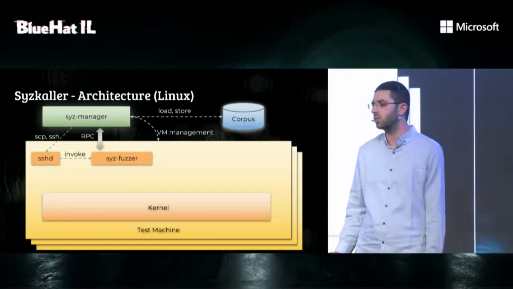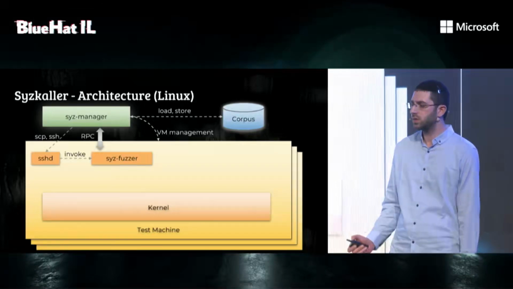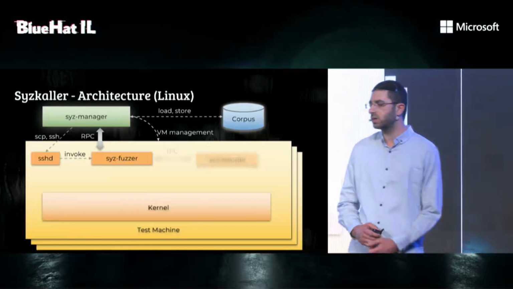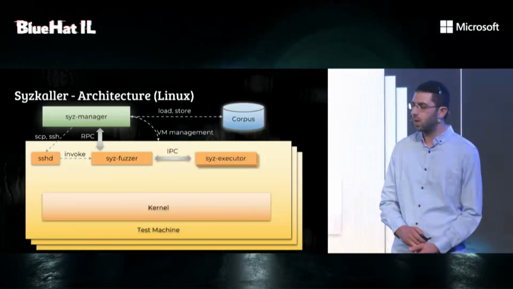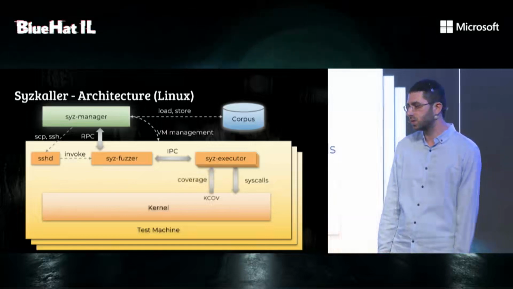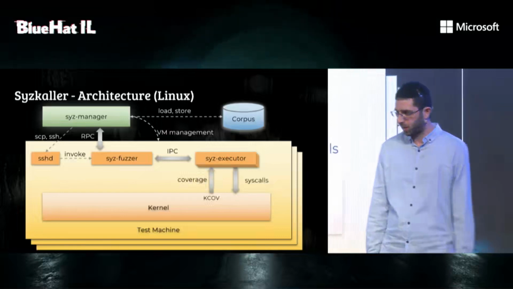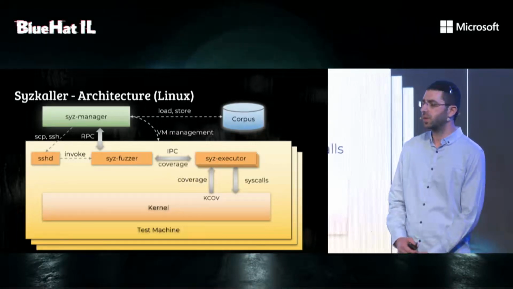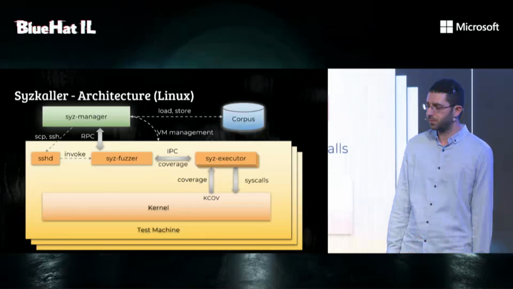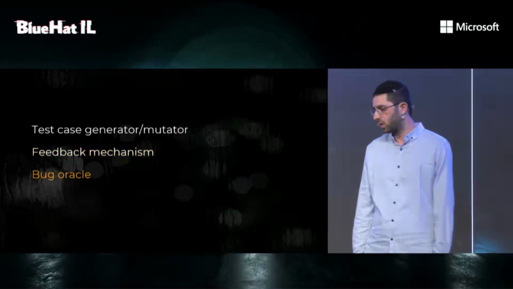Then syz-fuzzer will fetch the corpus from the manager and start generating programs. For each program, it will send it back to the manager in case of a crash. Then it will send it to the executor, which will execute the syscalls and collect coverage from the kernel. Linux kernel coverage is done using kcov, which is a compile time tracing feature. Finally, syz-executor will report back the coverage to syz-fuzzer, which will notify the manager in case of new coverage. Feedback mechanism, check. Finally, bug oracle.